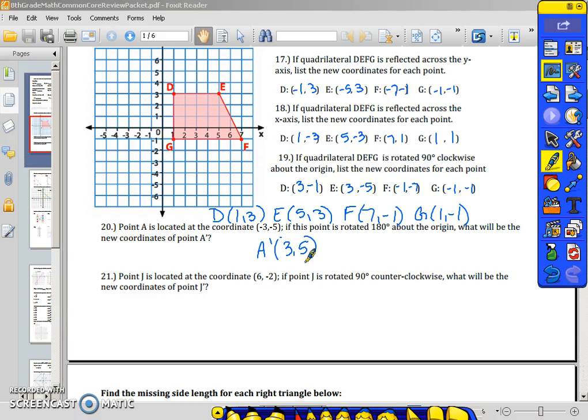And 21, point J is located at the coordinate 6, negative 2. If it's rotated 90 degrees counterclockwise, flip the numbers, change the sign of the first coordinate. So that becomes 2, 6.